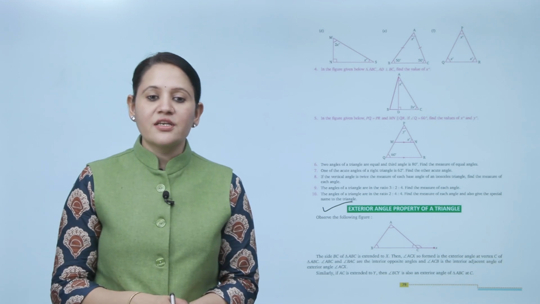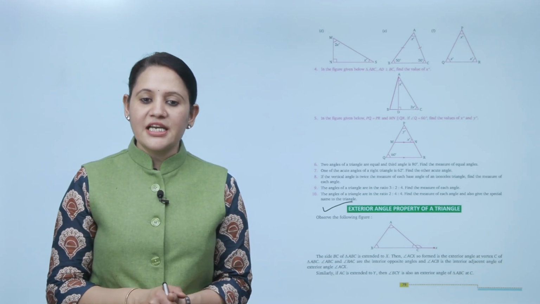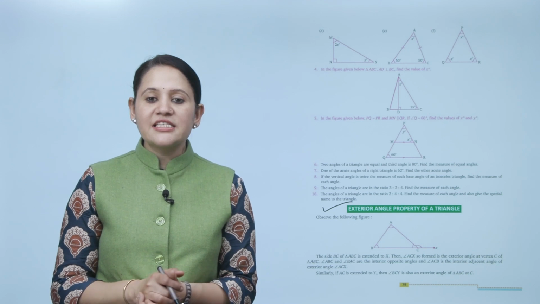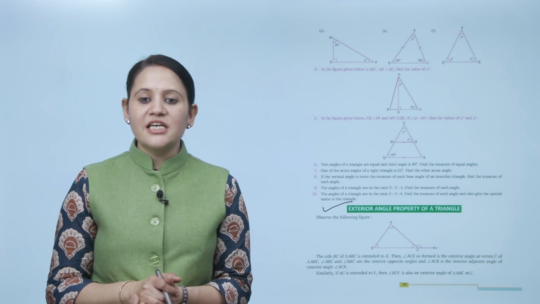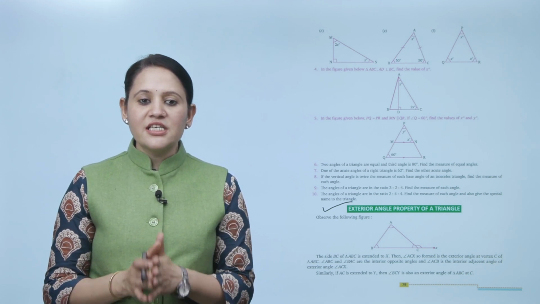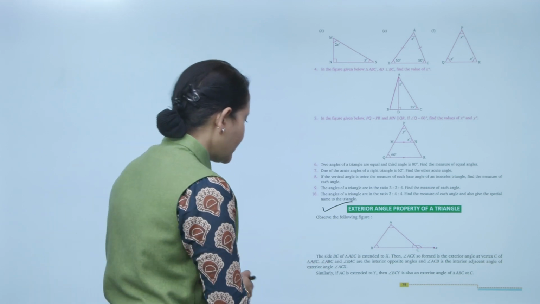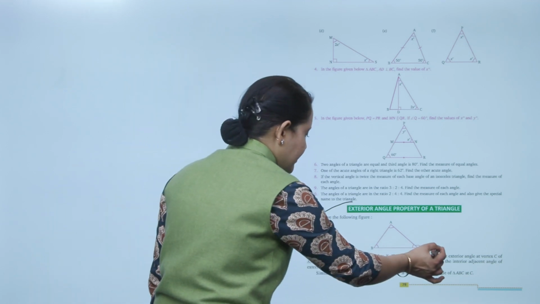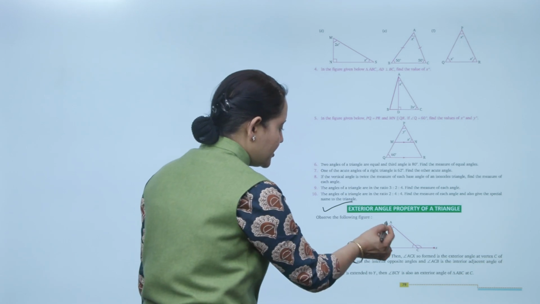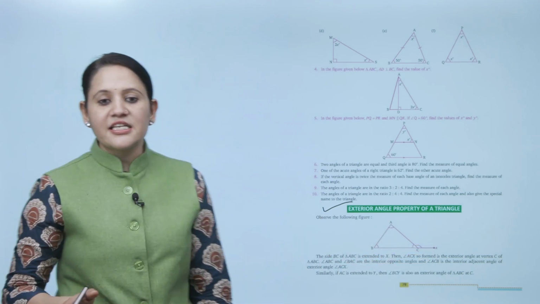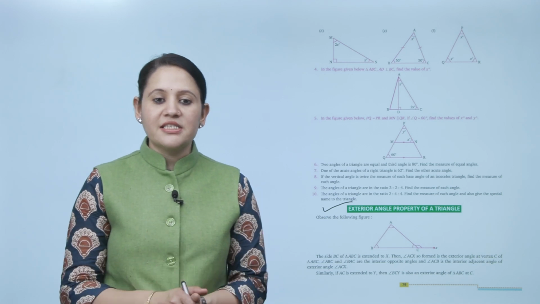Observe the following figure. The side BC of the triangle ABC is extended to X. Then angle ACX so formed is the exterior angle at the vertex C of the triangle ABC. What we have done here? Side BC is extended to point X. Now the angle ACX is the exterior angle of triangle ABC.